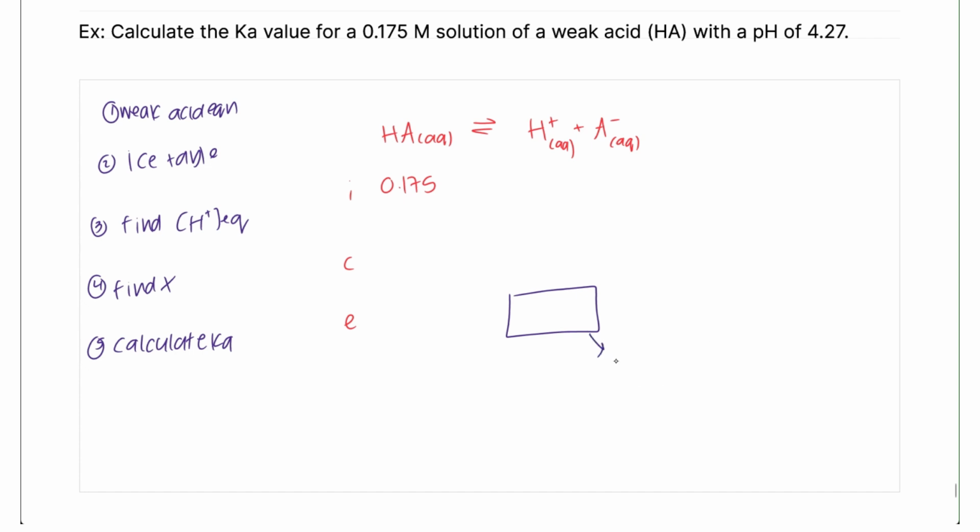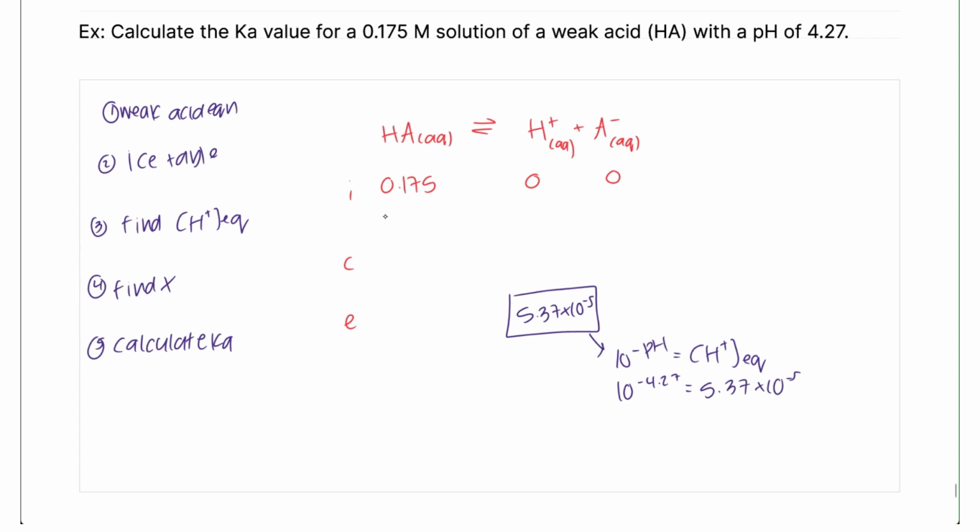To find the equilibrium concentration of H+, we're going to do 10 to the negative pH equals the concentration of H+ at equilibrium. 10 to the negative 4.27 equals 5.37 times 10 to the negative fifth. We're going to plug this in for our equilibrium value of H+, and we have an initial value of 0 for H+ and A- because we are not mixing any solutions together, or we do not have an initial concentration for either given. The pH value is always for the equilibrium concentration of H+.